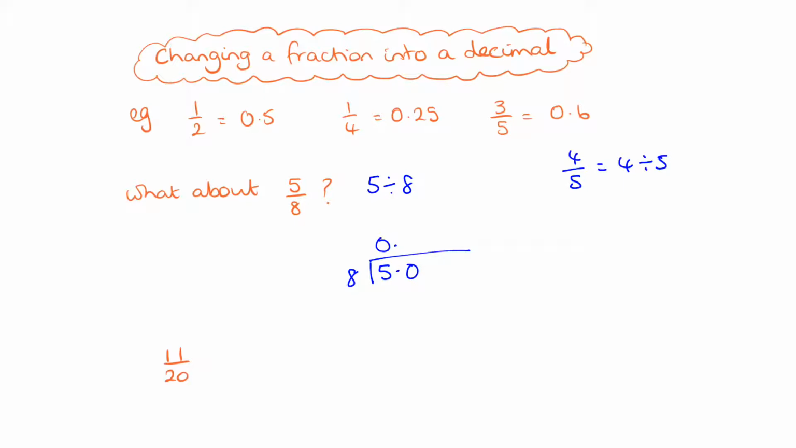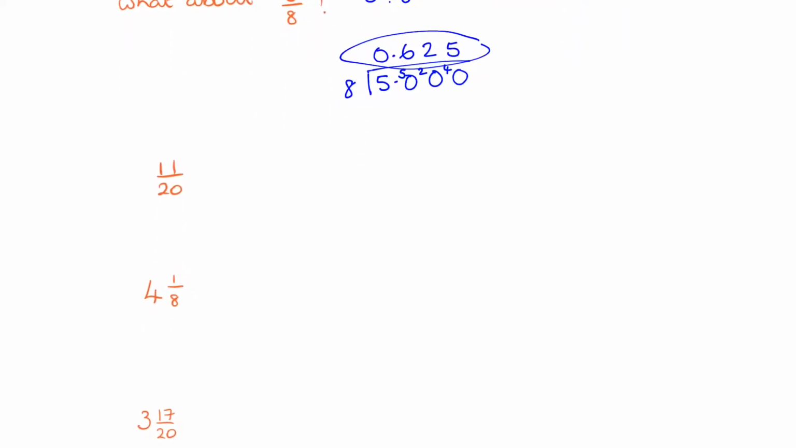So we need this to be 0 point something anyway. So 8 into 5 doesn't go, so we carry that 5. 8 into 50, 8 sixes are 48. So it's 6 times with 2 left over. We just keep adding as many zeros as we need. 8 into 20 goes twice with 4 left over. And 8 into 40 goes 5 times. So 5/8 is equal to 0.625 as a decimal. Okay, next one.